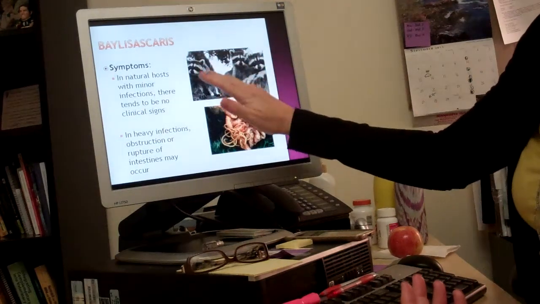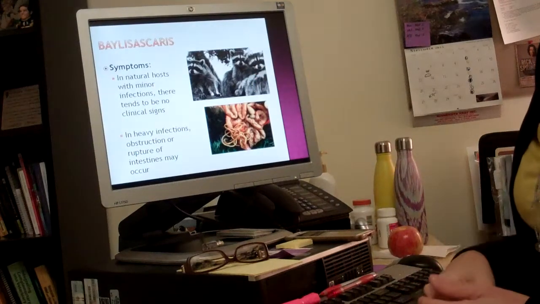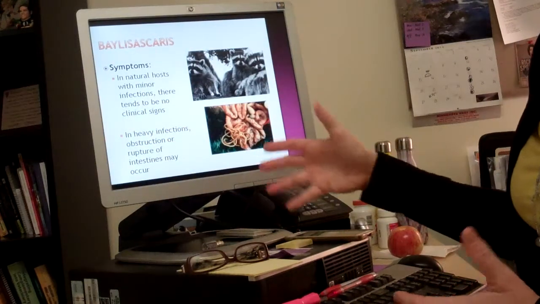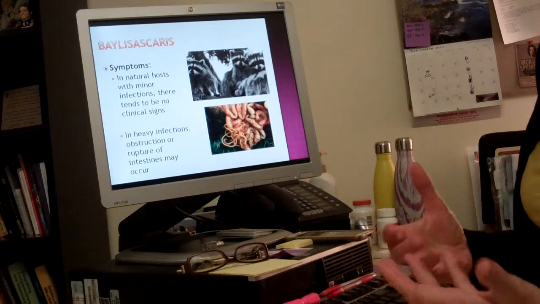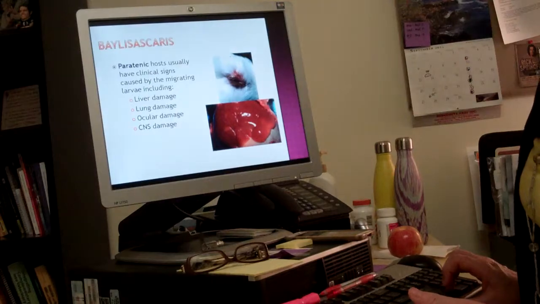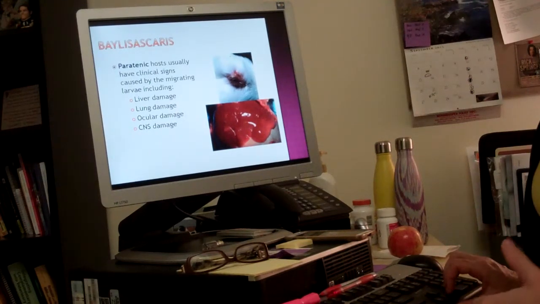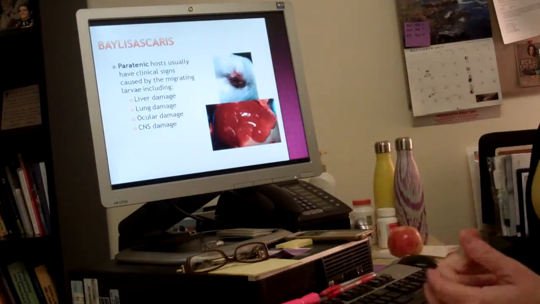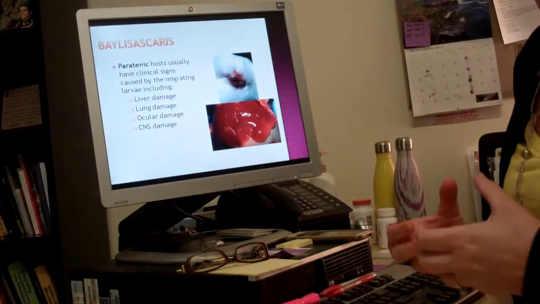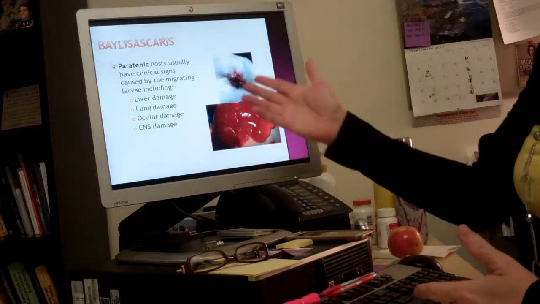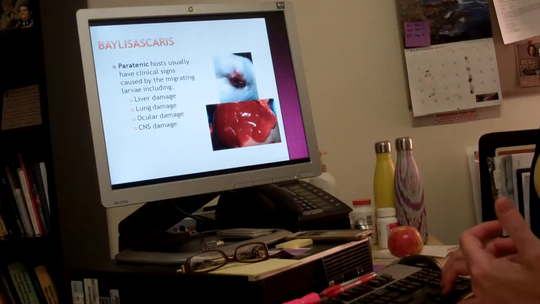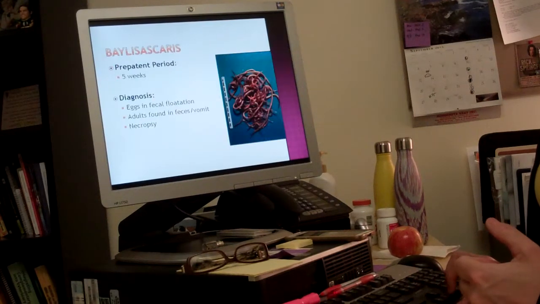Symptoms. You typically don't see symptoms in the natural host, which is raccoons and other wildlife species. But certainly, if that raccoon had an exorbitant amount of worms in their small intestines, we could have problems associated with that. Baylisascaris can affect transport hosts, so if that infective stage went into other hosts like the rabbit, and there's an exorbitant amount of larvae migrating into a tissue, into an organ, into an eyeball, we commonly see symptoms with the paratenic hosts. But in the primary host, the raccoon and the other wildlife species, we typically don't.